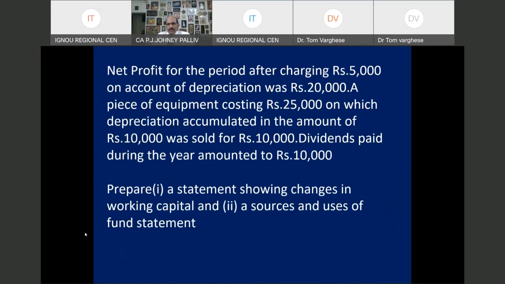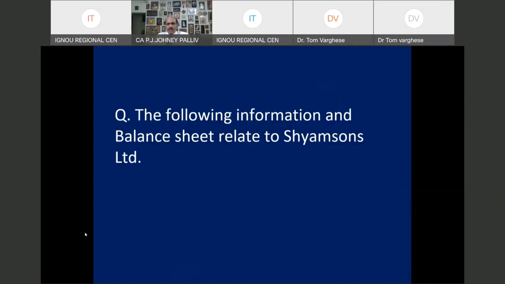Therefore, before we go to the next item, we are going to repeat whatever we have discussed today with regard to the statement of sources and application of funds. I said a statement of sources and application of funds is a fund flow statement, which gives you what is the source and what is the application. How you have invested in assets, short-term or long-term assets, and how the funds were generated, the sources for investment.